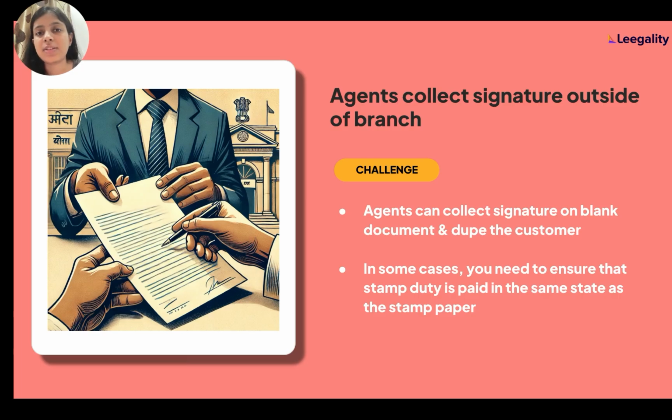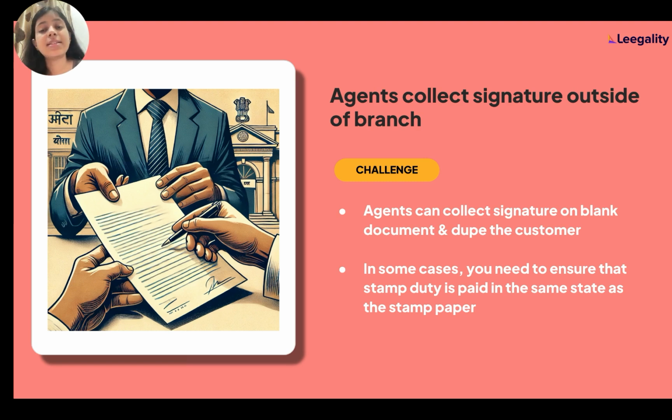So the first feature that we want to talk about is geofencing. What happens at ground level is your bank agents usually get documents signed outside the bank branch. Now, since this is happening outside the bank branch, you don't know if they're getting it signed on a blank document or on a completely different document. This increases the chances of fraud.